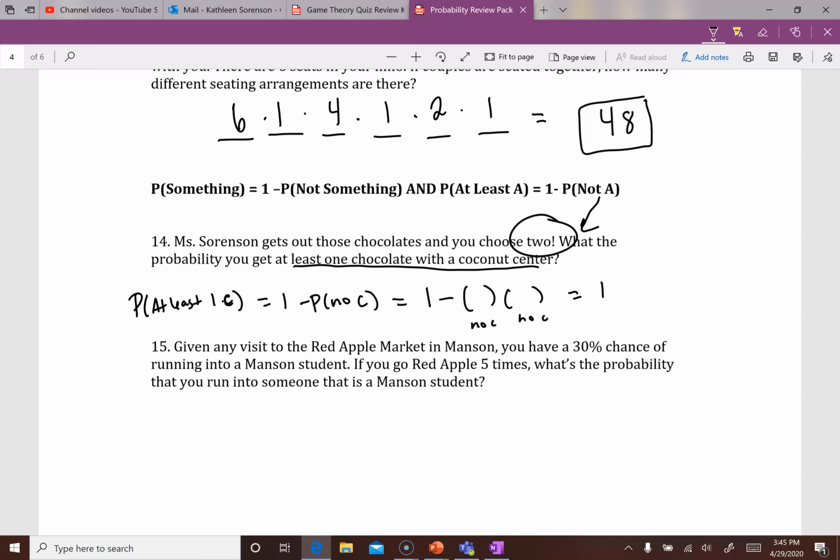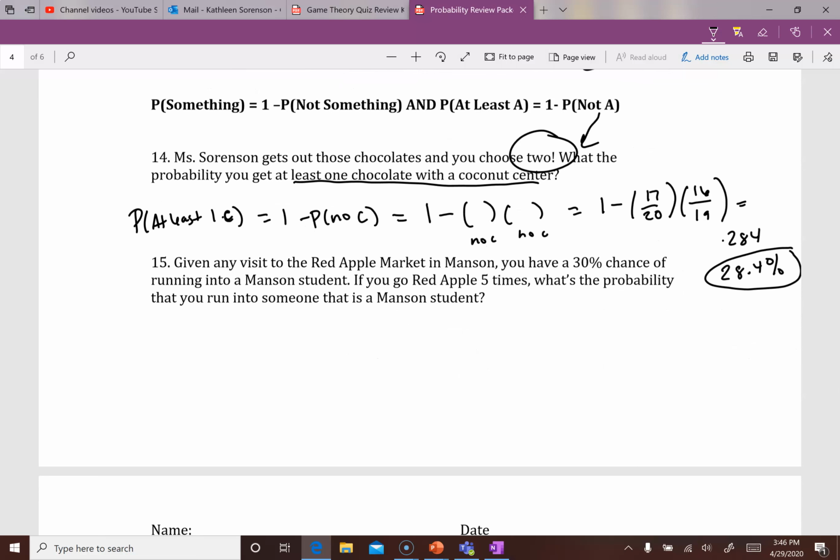Well, that's going to be equal to 1 minus, well, how many no coconuts are there? There's 17 out of that 20. And then on your next pick, you're down to 16 out of 19. That gives me 0.284, and then I know that that's 28.4%, which if you want, you could write as 28.4 over 100 or 284 out of 1,000, up to you.